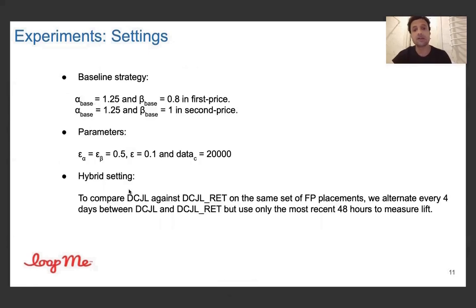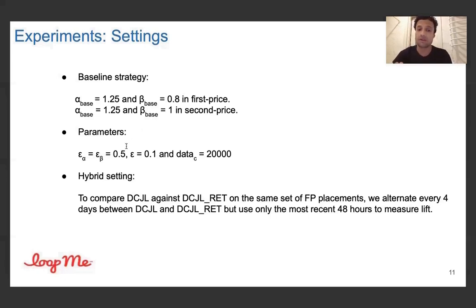The proposed method is compared against a baseline strategy with manually set multipliers. For this strategy, in the first price auction, the SSP reserve price and revenue at Upstream are increased and decreased respectively by the same 1.25. In second price, beta is set to 1, that is, truthful bidding. We use the fine-tuned parameters of the exploration bounds for alpha and beta and the minimum traffic per bucket.